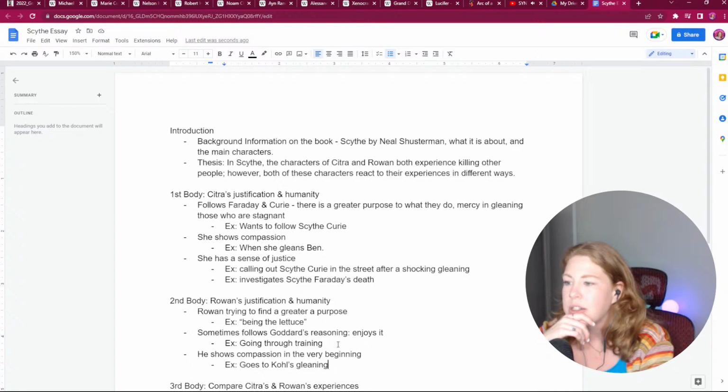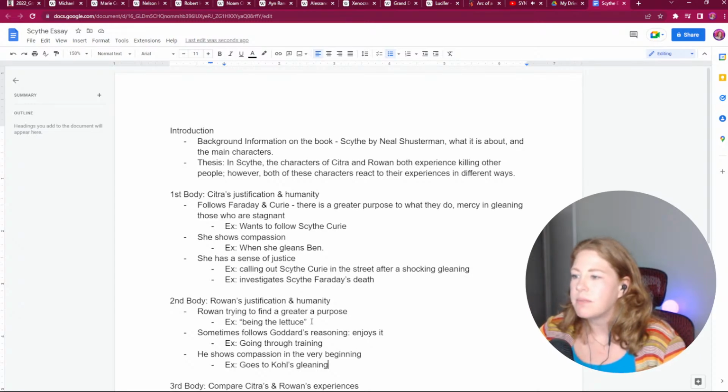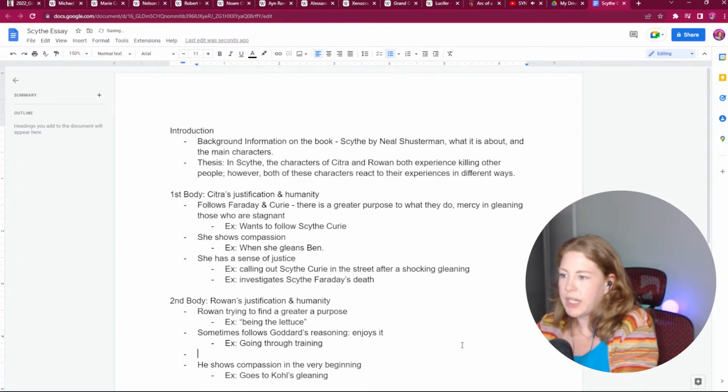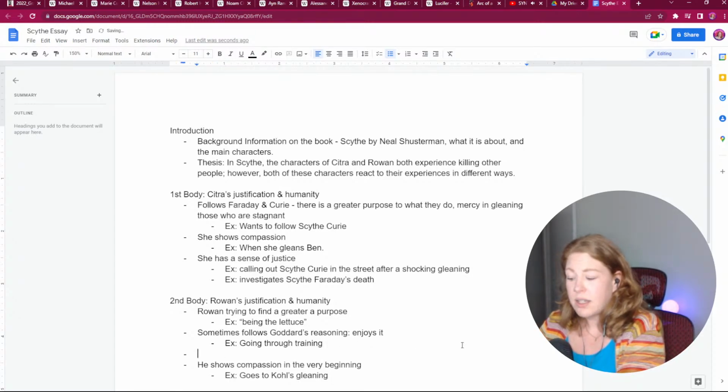Okay, so he shows compassion in the very beginning. He goes to Cole's gleaning. How else does Rowan keep his humanity? Okay, something else I kind of want to add to this. This could go toward the end, right? But justification for what he does, he's doing what's right. Believes he is doing good by eliminating corrupt scythes.